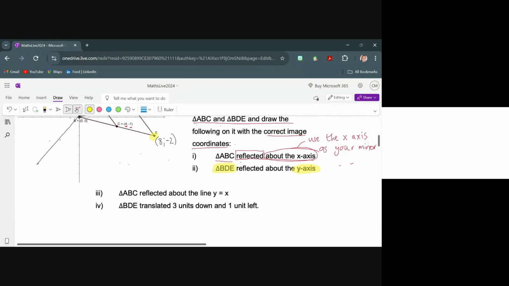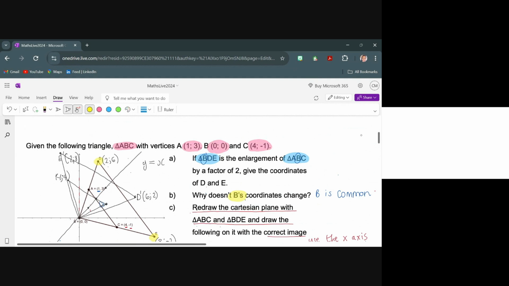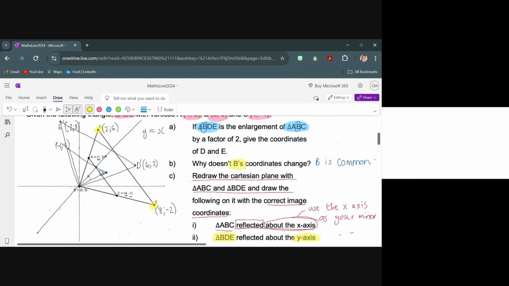It says, triangle BDE is translated 3 units down and 1 unit to the left. Okay, 3 units down. Let me write it up here so that we don't have to come all the way down here. So we know we want 3 units down and 1 to the left. I'm going to keep that there so that we know exactly what we're transforming. I'm going to erase all of this other stuff on the screen because I need the space.